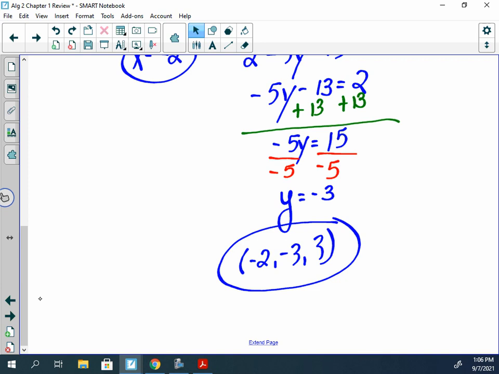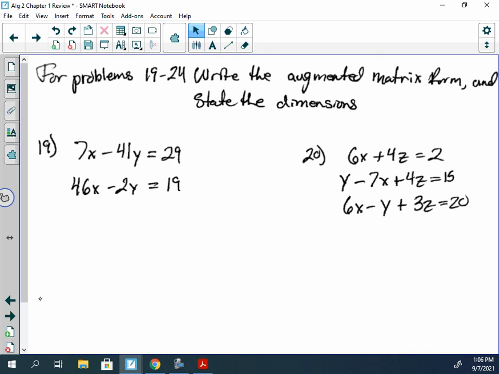Any other questions on 13 through, or 15 through 18? Are we good with 15 through 18? Yes? Okay. Questions on 19 through 24. Which one of those do we want to look at?